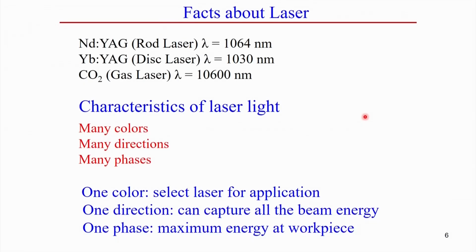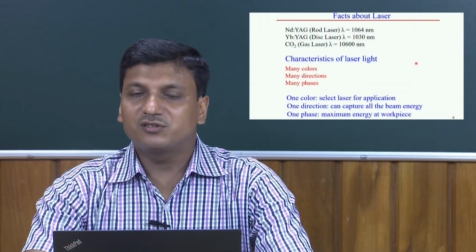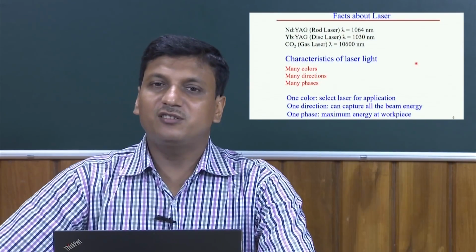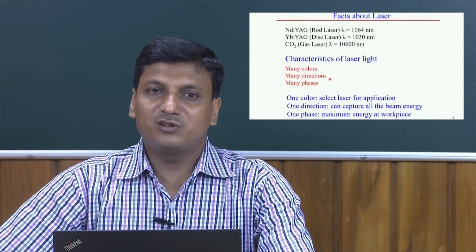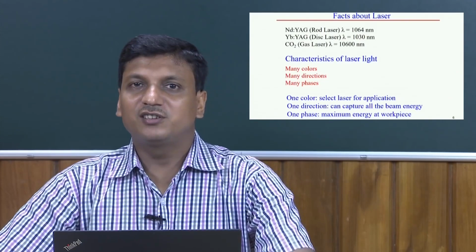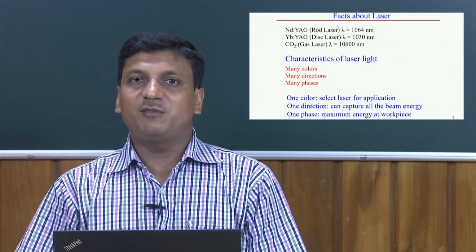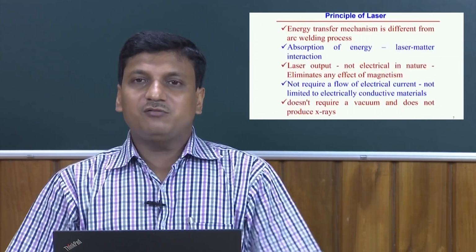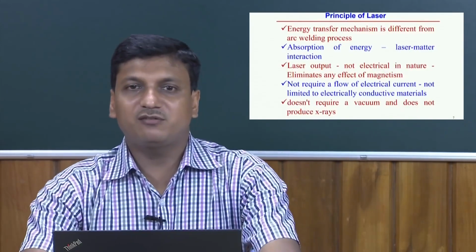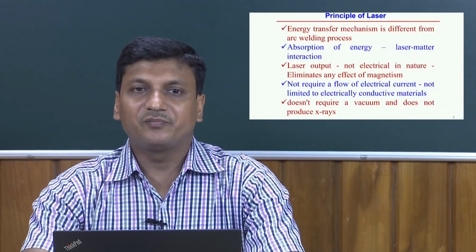And one phase, if we focused on the one phase of the laser light, that actually correlates with the maximum energy that can be delivered to the workpiece. So, among this variability according to our need, we choose one color, one direction and one phase that specify the typical application of the laser in the manufacturing process. Now, in general, let us see in what way the laser works.